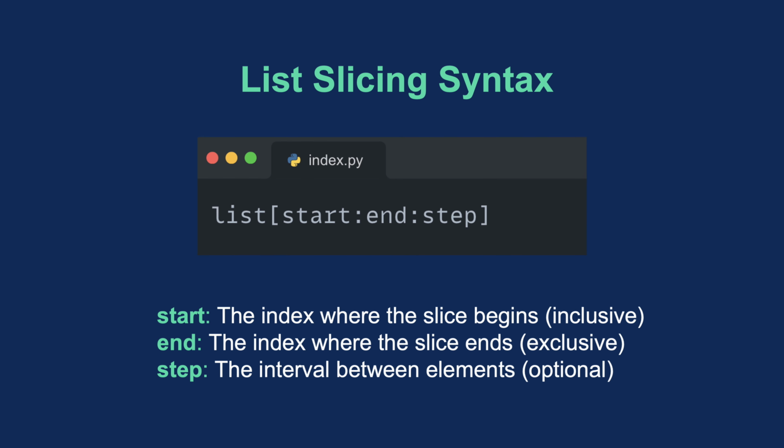Slicing allows you to extract portions of lists. The syntax is list, then square brackets, then the arguments are start, end, and step as they follow each other. The start argument is the index where the slice begins, and this is always inclusive. The end argument is the index where the slice ends, and this is always exclusive. The step argument is the interval between elements, and this is optional.